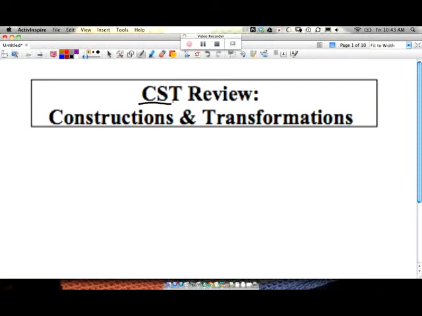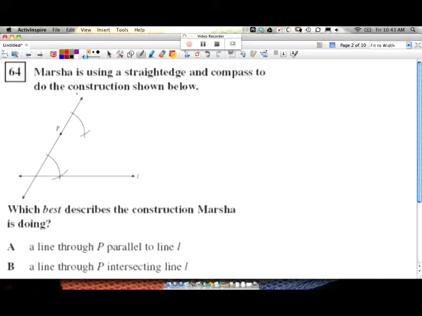Alright, we are looking at geometry CST review. Remember, this is the geometry stuff that we're really taking a look at. And this one is more geometry than almost anything else. It's things that are very specific to it, constructions and transformations. You do a little bit of transformations in other classes, but constructions, this is the only place you're going to see that in this class. So let's go ahead and jump right in.